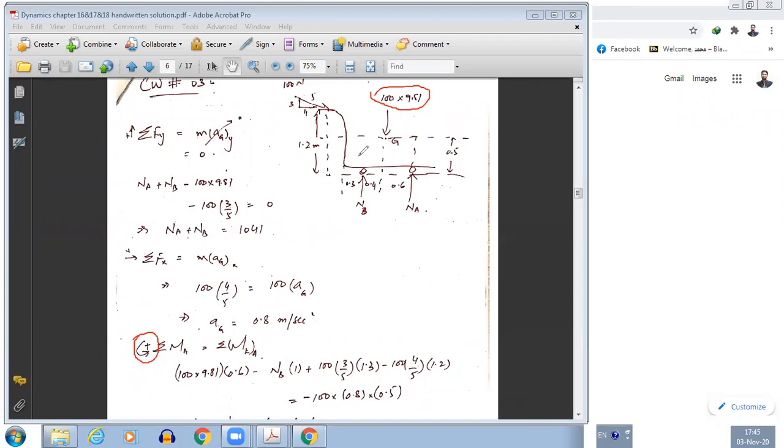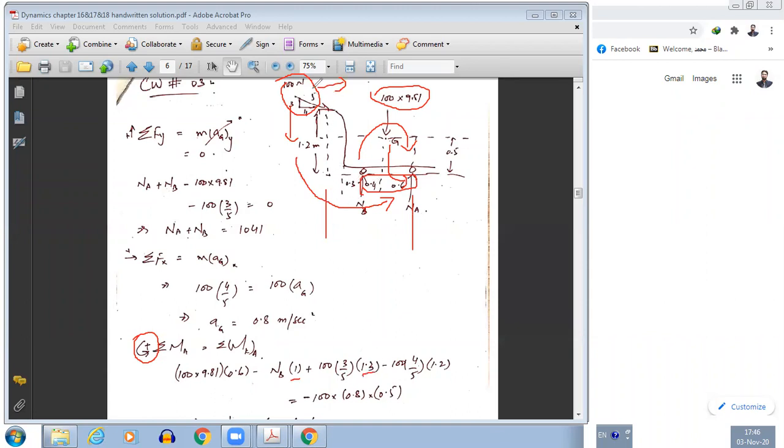Then NB will have a moment, but this moment would be clockwise, so it would be negative. It will be negative NB into this distance, which will be 1. Then we have the components of this force, in the x direction and in the y direction. The component of this force in the y direction will have a positive moment. So it's 100 into 3 by 5 multiplied by this distance. It will be 0.6 plus 0.4 plus 0.3, that will be 1.3.